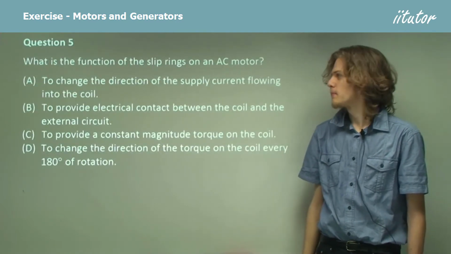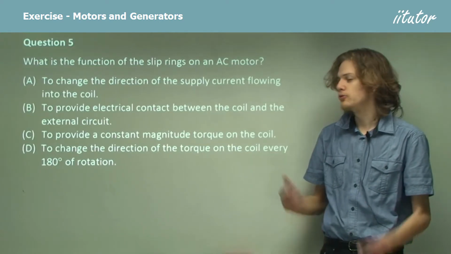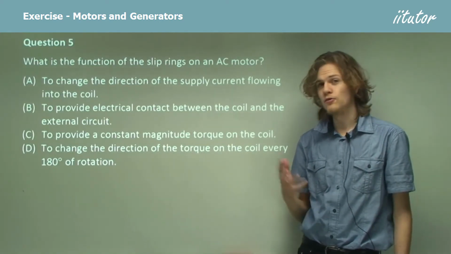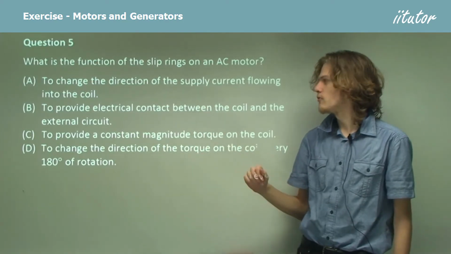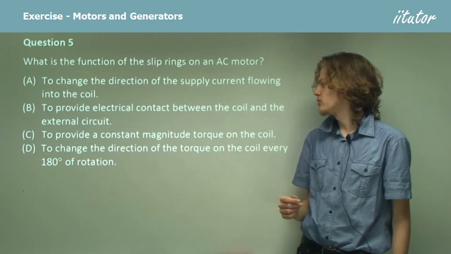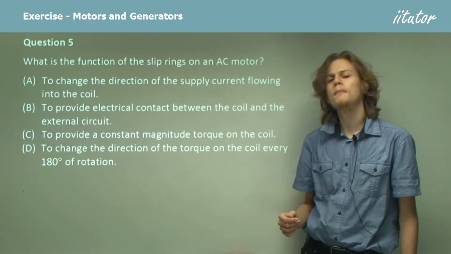Question 5. What is the function of the slip rings on an AC motor, or in fact an AC generator, if you want to build it like that? We have a few options here: to change the direction of the supply current, to provide electrical contact, to provide a constant magnitude of torque, or to change the direction of the torque on the coil.